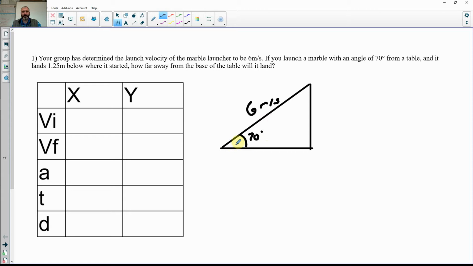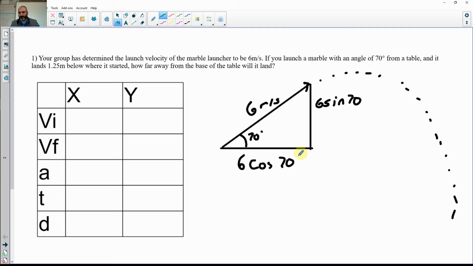So a lot of you have asked me, how do I know where to put the angle? Typically, this is it. We're launching something this way, and the idea is it's going to come back down and either land at the table or below the table or above the table, but somehow or other this is the general idea of the triangle that we're going to be using. So to figure out the y component, which is the vertical component, which is this side, we're going to be doing 6 sine of 70 and then 6 cosine of 70. And if you have issues with that, come talk to me because we have to work on your trig.